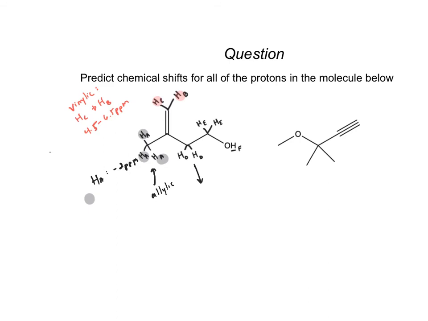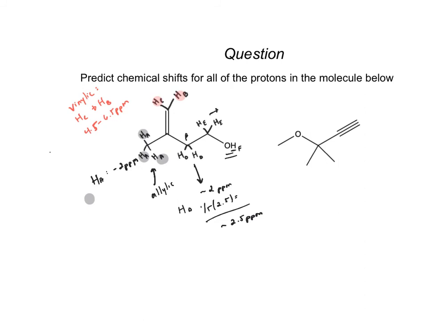Same thing for these guys. These guys are allylic as well, but they're going to be shifted a little bit more because not only are they allylic, they're also beta to an oxygen and alcohol group. So normally we would find these at about 2, but now we're going to add in that beta, that 1/5 of that 2.5, which gives us approximately 2.5 parts per million for these HDs. And again, this is an approximate 2.5.